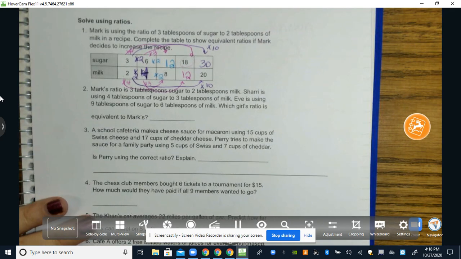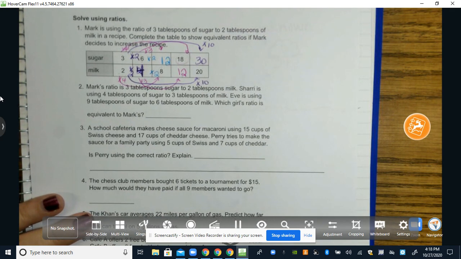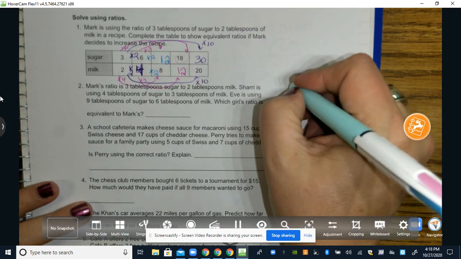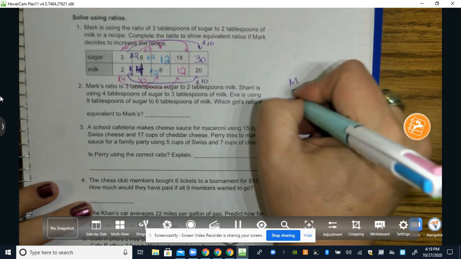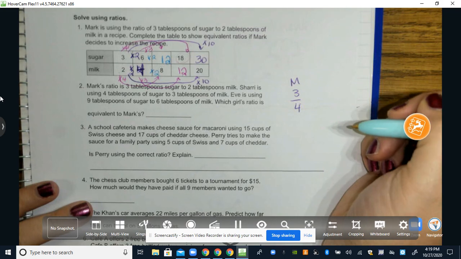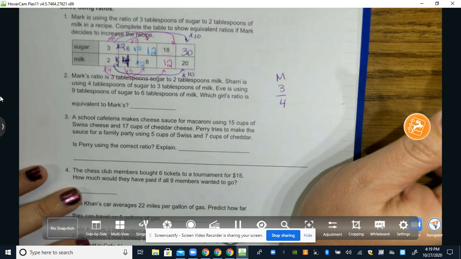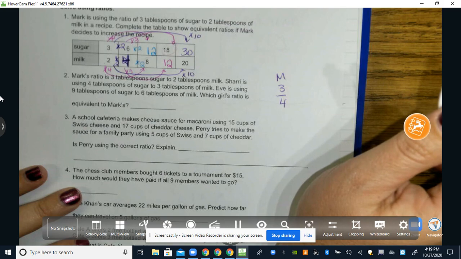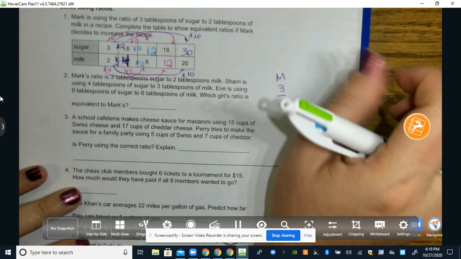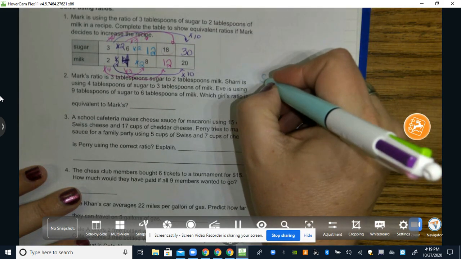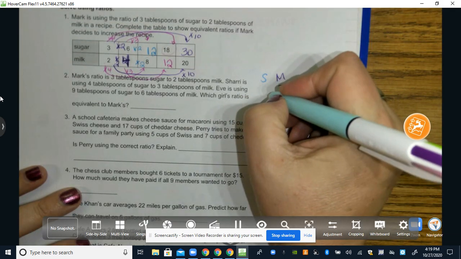Okay, so the next one, we have Mark. This ratio is 3 to 4, so I'm just going to put M for Mark, and it's a 3 to 4, so I just wrote his ratio right underneath it. Sherry's using 2 tablespoons of sugar to 3 tablespoons of milk ratio. So I'm going to give you Sherry. Sherry's going to be here in blue, and she is a 4 to 3 ratio.